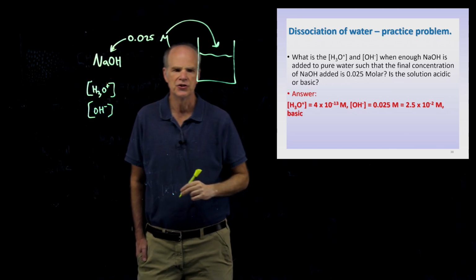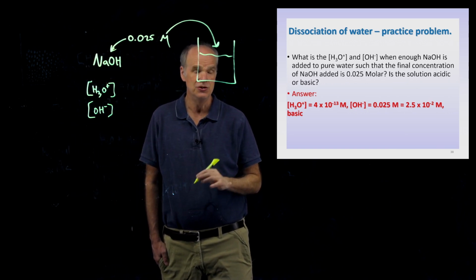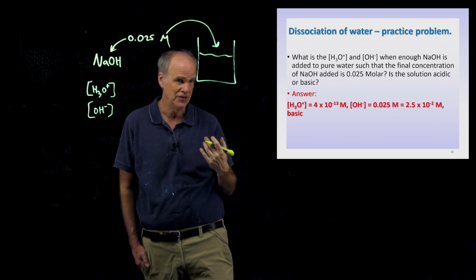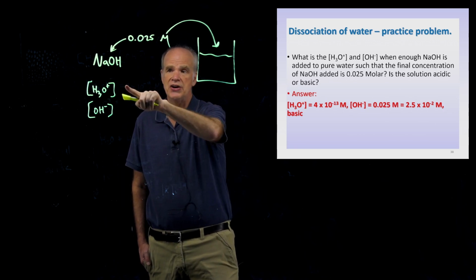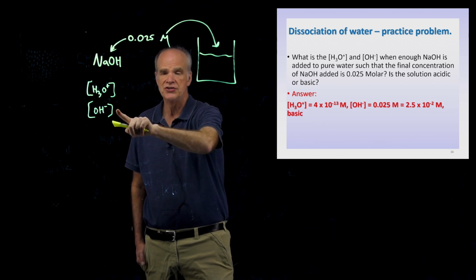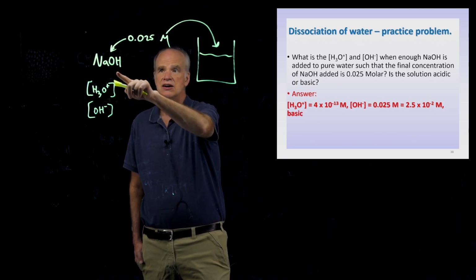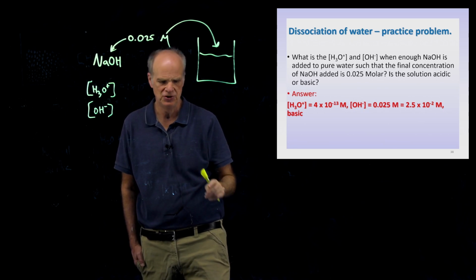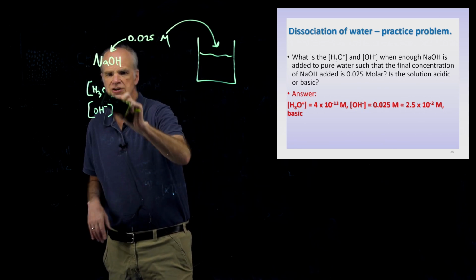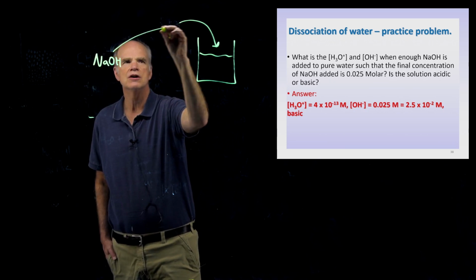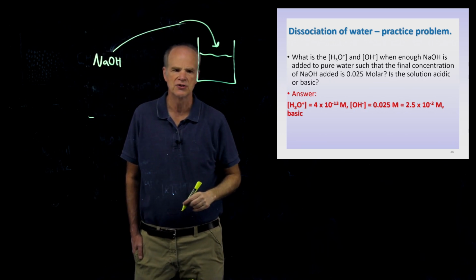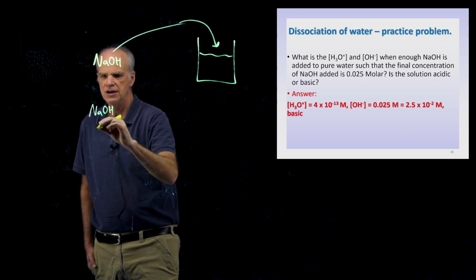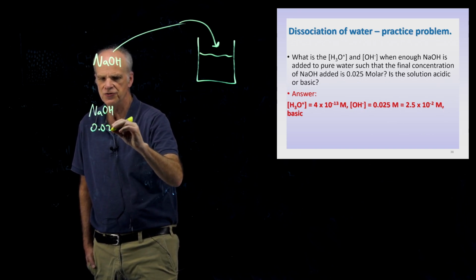Okay, so this is what you do. When this water is all by itself and you have added nothing into it, it starts out at 1 times 10 to the negative 7 hydronium and 1 times 10 to the negative 7 hydroxide. But here we're adding a lot of sodium hydroxide, 0.025 molar. So let's think about what happens here. I'm going to move these just for a second. Again, we're throwing sodium hydroxide in here, and the concentration is 0.025 molar.